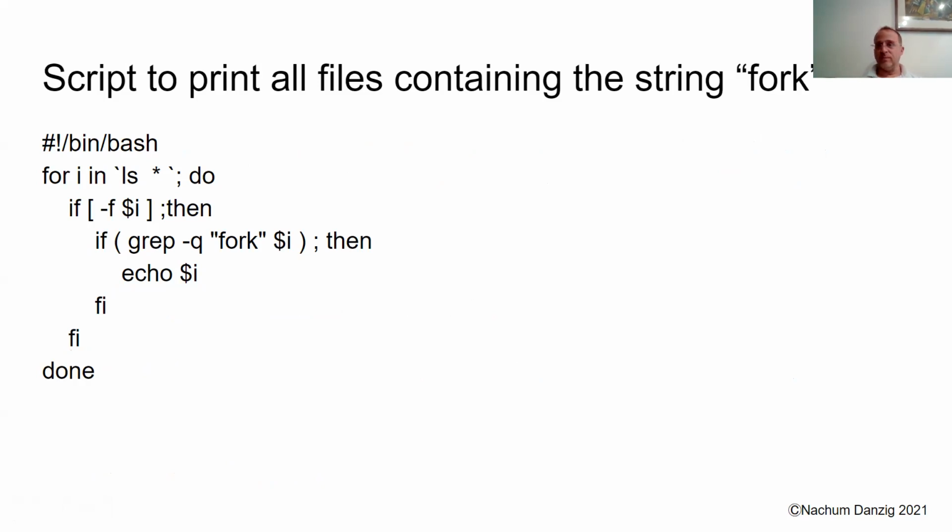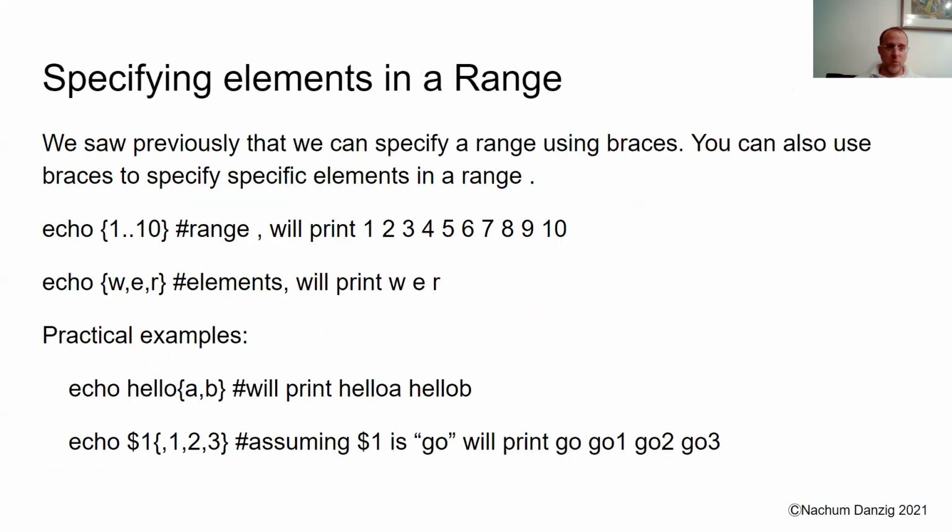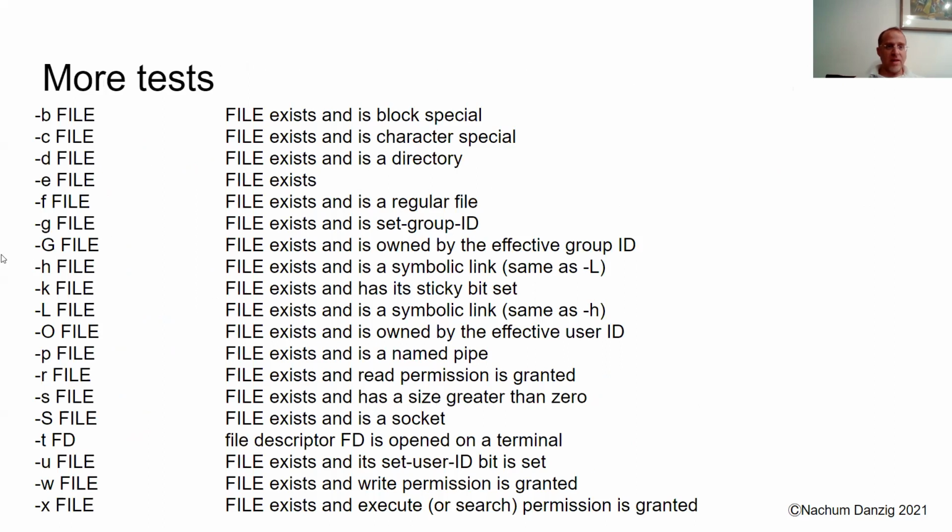Script to print all files containing the string fork. I think this is actually a target. That's something I assigned you in the lab. But here we have for I in ls star. So that's going to give me I being the name of all the files in the directory. If minus F, if it's a regular file, I believe that's what minus F is. We can quickly check. Minus F, file exists and is a regular file.